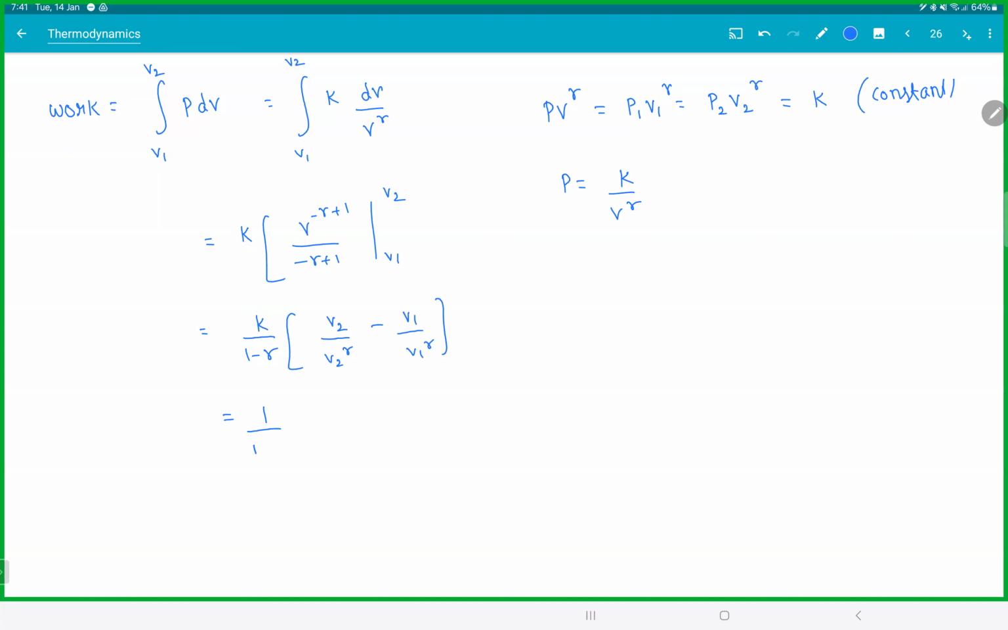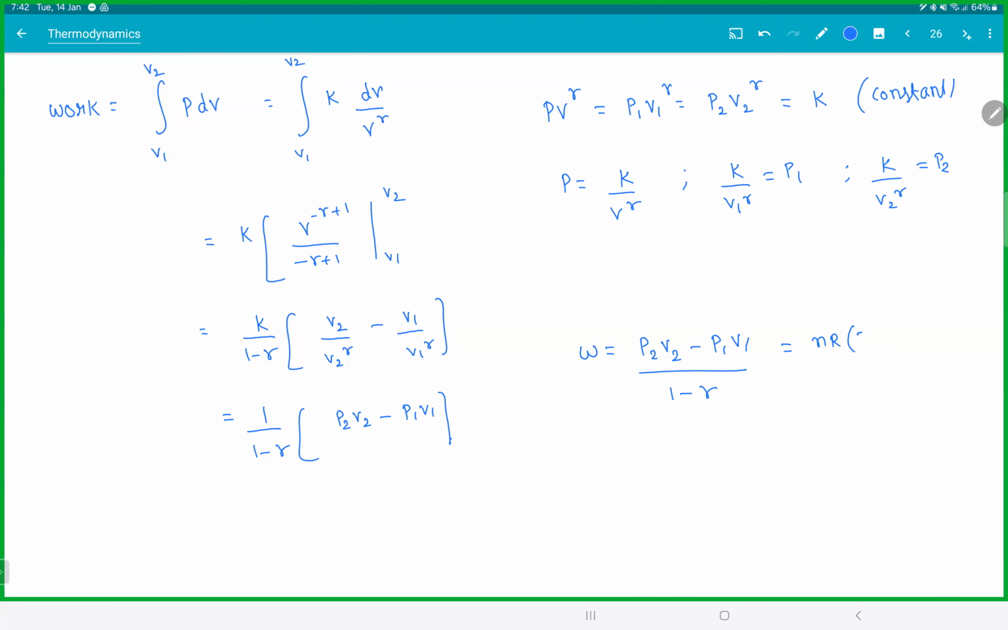Multiply K inside, so you'll get 1 by 1 minus gamma. But you can clearly see here, K by V1 power gamma is P1. K by V2 power gamma is P2. Your formula becomes P2 V2 minus P1 V1. There. So you get a pretty nice formula for work done. Not really that nice, but okay. P2 V2 minus P1 V1 by 1 minus gamma. And PV can also be written as nRT. So this is nR (T2 minus T1) by 1 minus gamma, which can be written as nR delta T by 1 minus gamma. There. This is the work done for an adiabatic process.